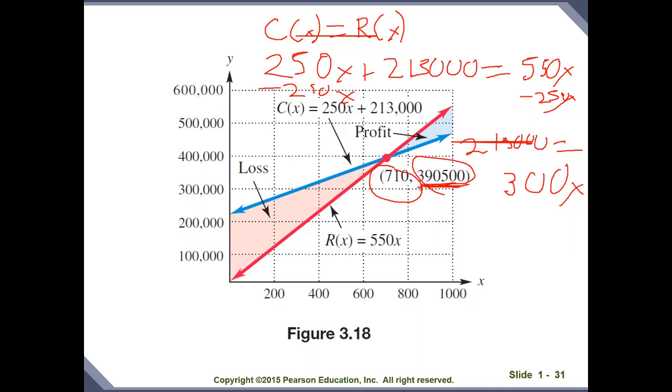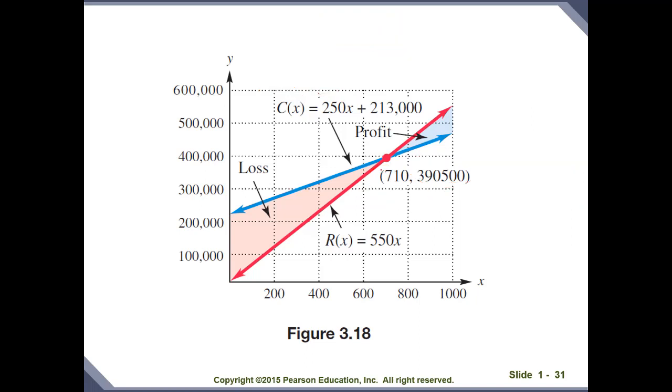I'm going to clear my ink now from the slide. Notice how it's written here. This is written as an ordered pair, as an x and y coordinate, x comma y. You are often going to have to interpret this. So remember here, our x value is the number of things we're selling, the number of video game consoles or whatever it happens to be. So we're selling 710 of them. And then our revenue and our cost, both at this point, is 390,500. That's what a break-even point means. Our revenue equals our cost.